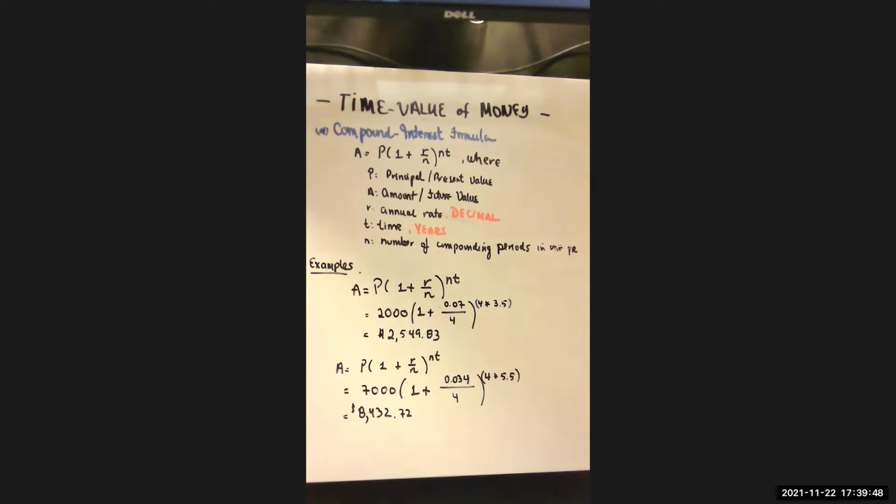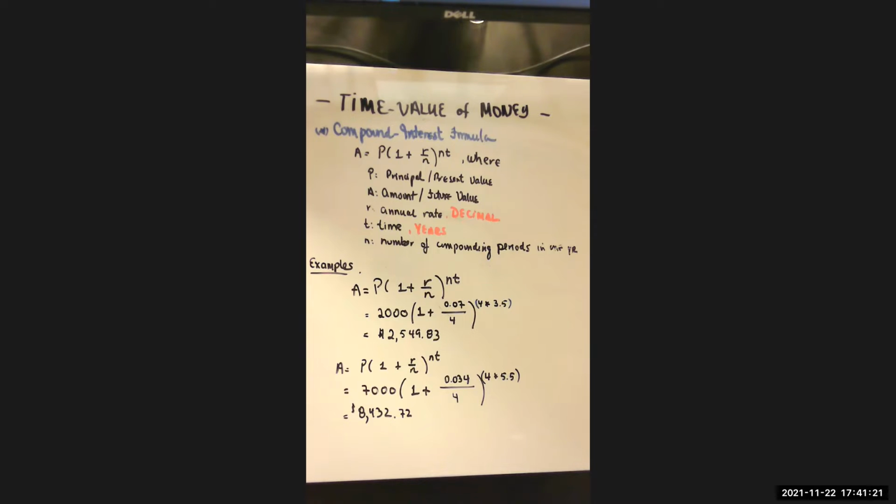What is P? P is indeed our principal or the present value. A stands for amount or future value. R is our annual rate, always in decimal. Please remember that. T is time in years, and N is the number of compounding periods in 1 year.